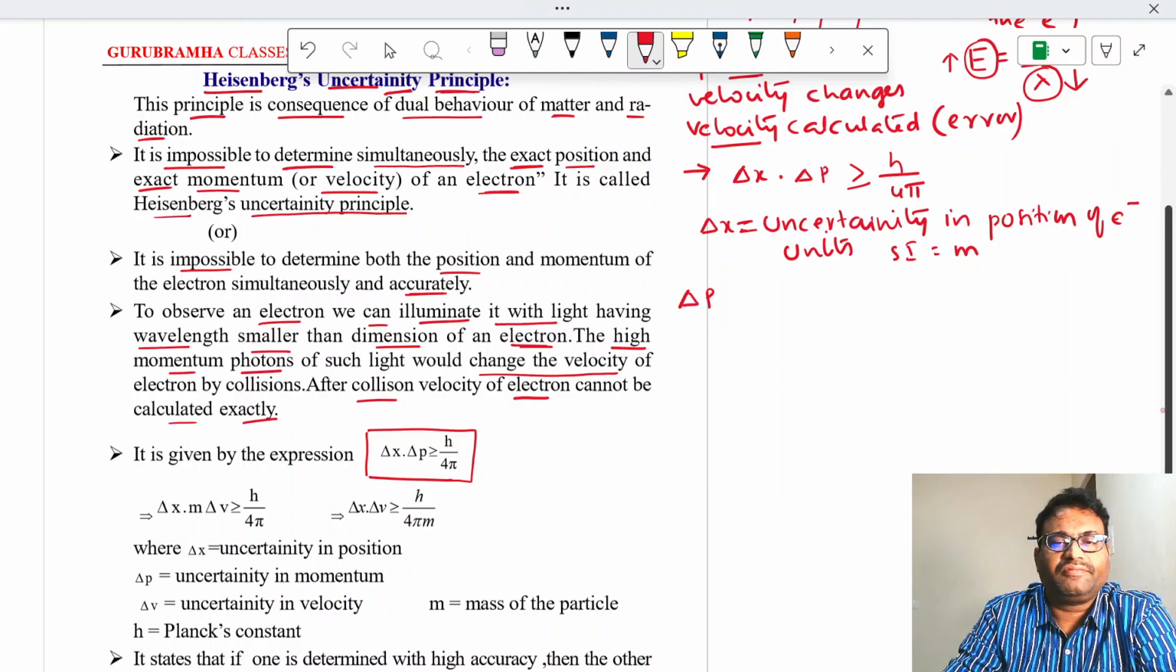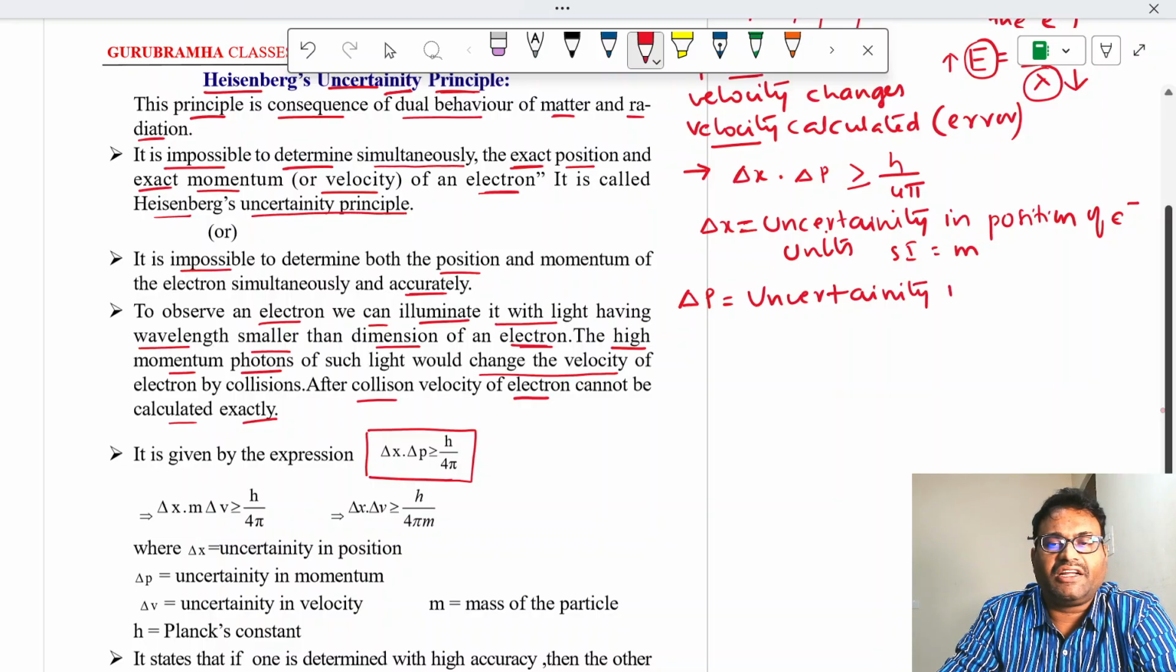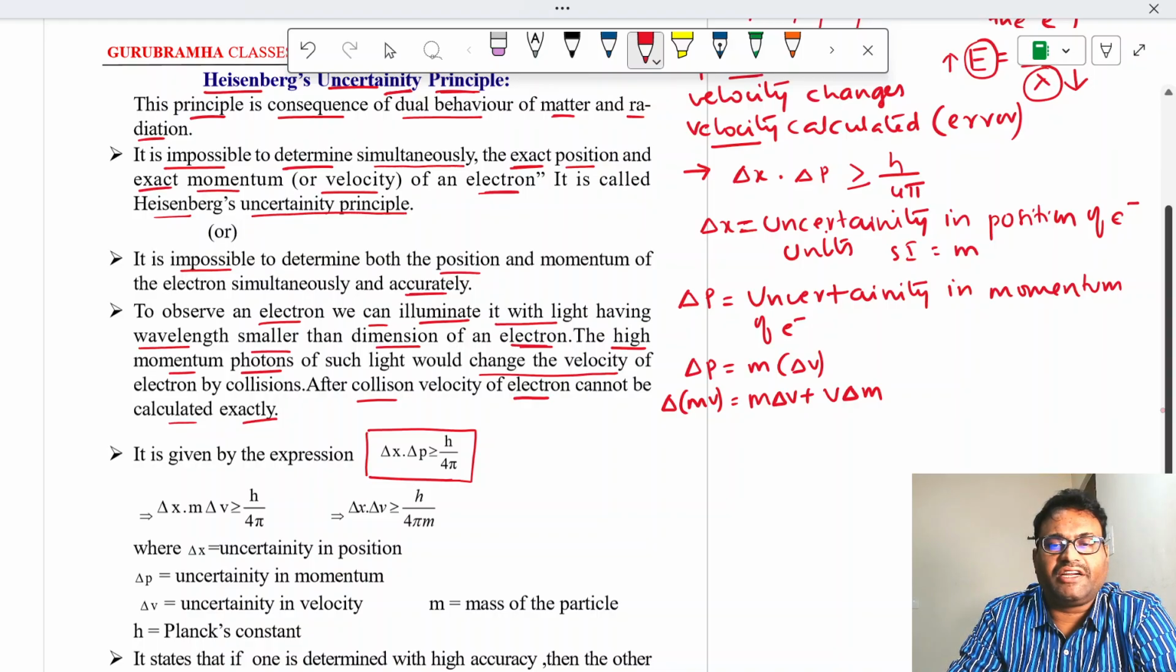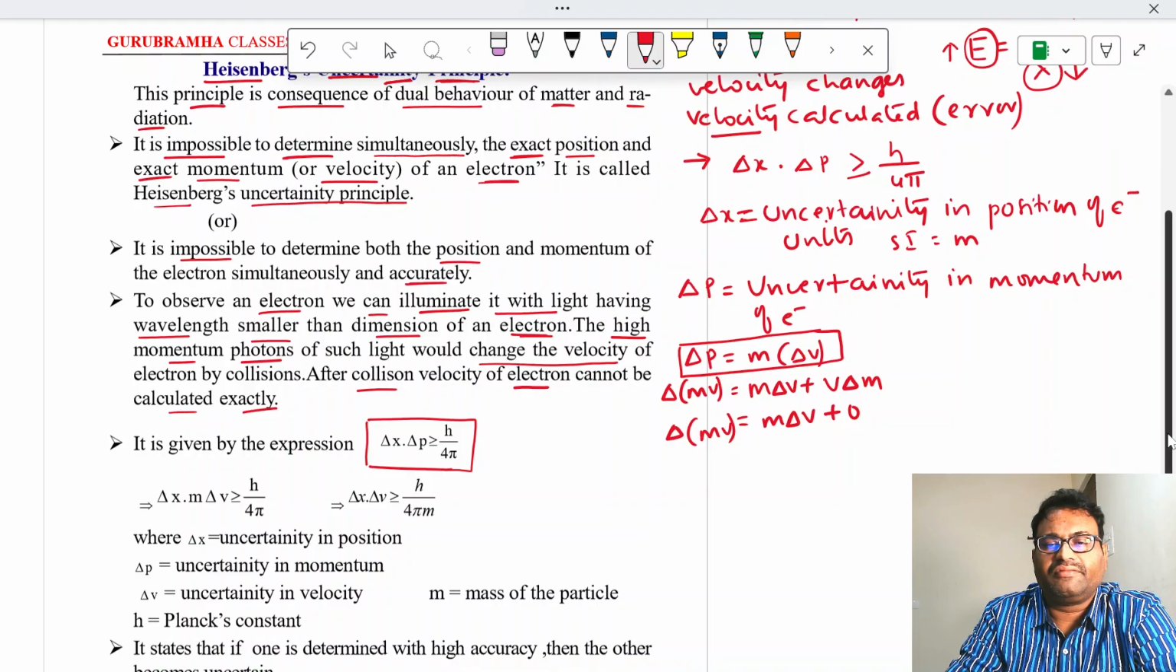Delta p is the uncertainty, already said that it is error. Uncertainty in momentum of electron. So delta p can also be written as m into delta v. First, delta p is equal to delta of mv, that is equal to m into delta v plus v into delta m. As mass is constant for this electron, delta m is 0, so that is equal to m into delta v. So delta p can also be written as m into delta v.